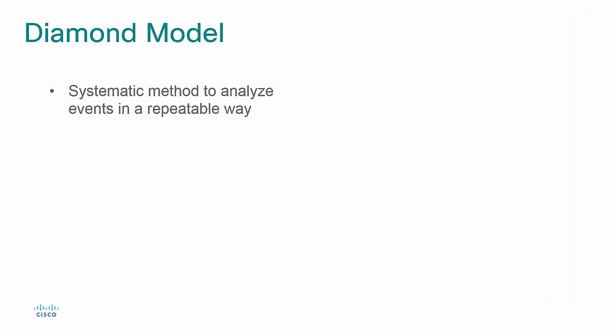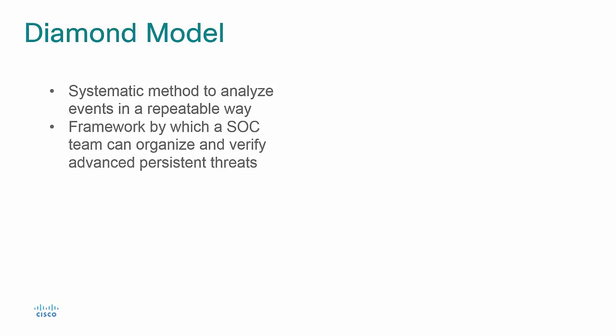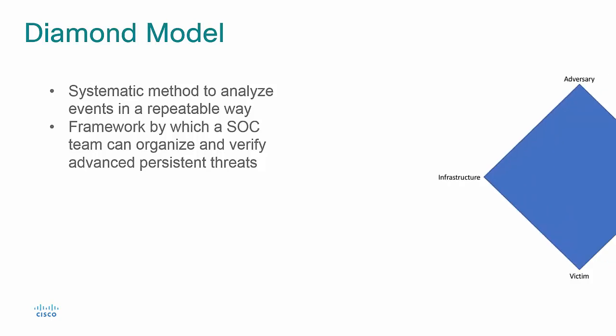The diamond model is a systematic method to analyze events in a repeatable way so that the threat can be organized, tracked, sorted, and countered. The diamond model is essentially a framework by which a SOC team can organize and verify advanced persistent threats, and then use that knowledge to thwart malicious adversaries.